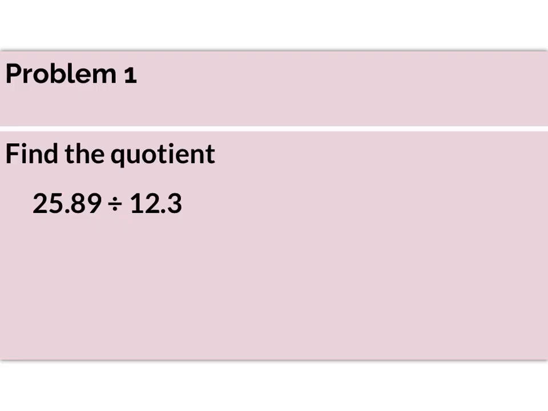Okay, so 25.89 divided by 12.3. 12.3 is not a whole number, so move the decimal, put the decimal on top of the house.